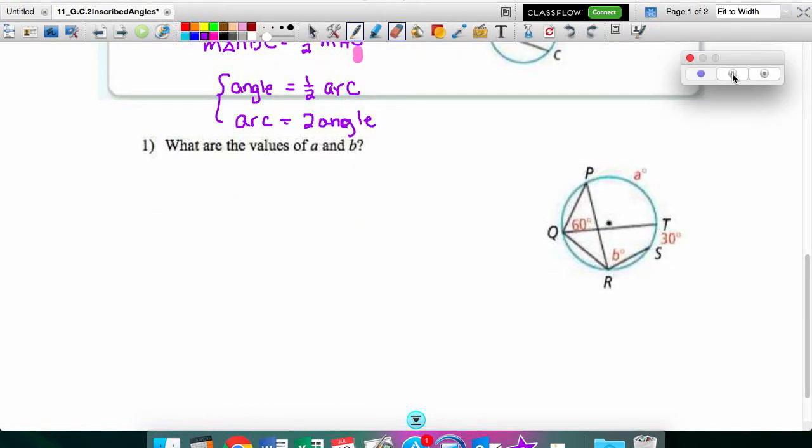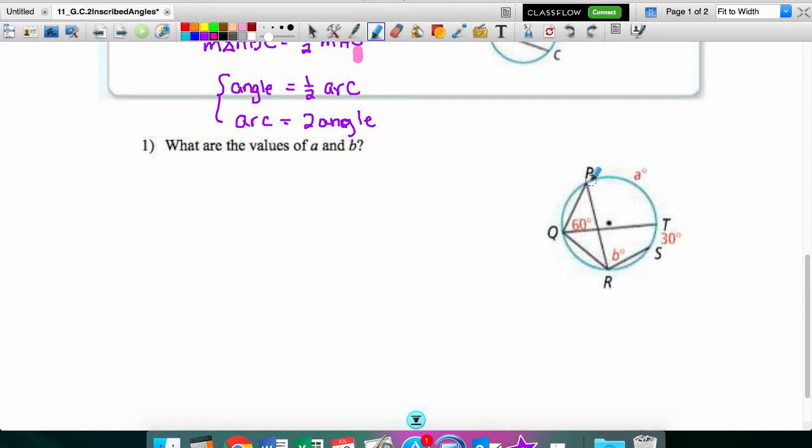In number 1, we want to find the values of A and B, using the diagram on the right-hand side. As we look at the diagram, we notice we have a bunch of angles and arcs that are overlapping. This can be quite confusing. So a lot of times I like to highlight the arc or angle that I'm looking for and try to find its associated angle or arc that goes with it. So I'm going to go ahead and begin by highlighting the arc A.